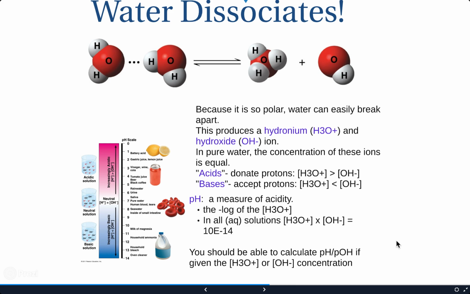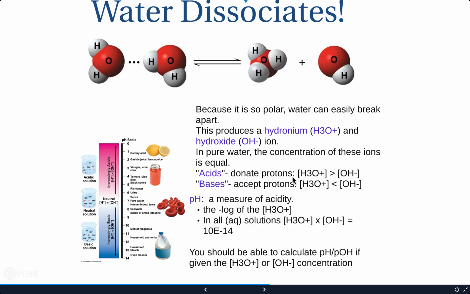Also, water dissociates. Water is a big part of why pH occurs, or why we talk about things having acids and bases. When water dissociates, it can produce hydronium, H3O+, which makes something more basic, and hydroxide, OH negative ions, which makes something more acidic. So in pure water, the concentration of these ions is equal.